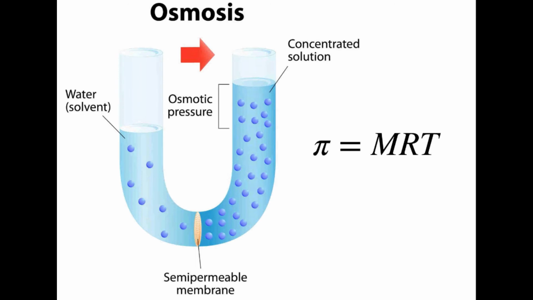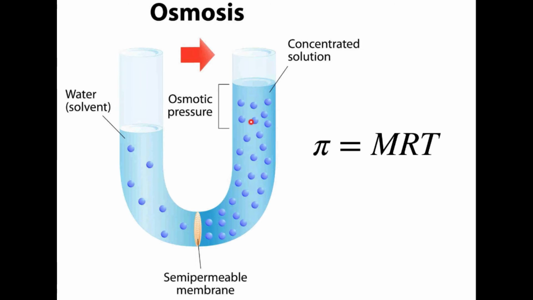We can imagine them being salt particles. We can imagine them being some other molecule. But suppose that they're big enough that they don't pass through this semi-permeable membrane. So water's allowed to pass back and forth through this membrane, but these solute particles are not allowed to pass back and forth through this semi-permeable membrane.